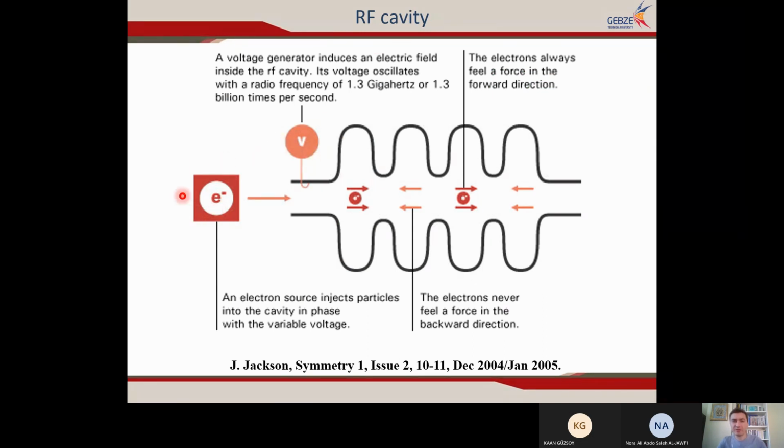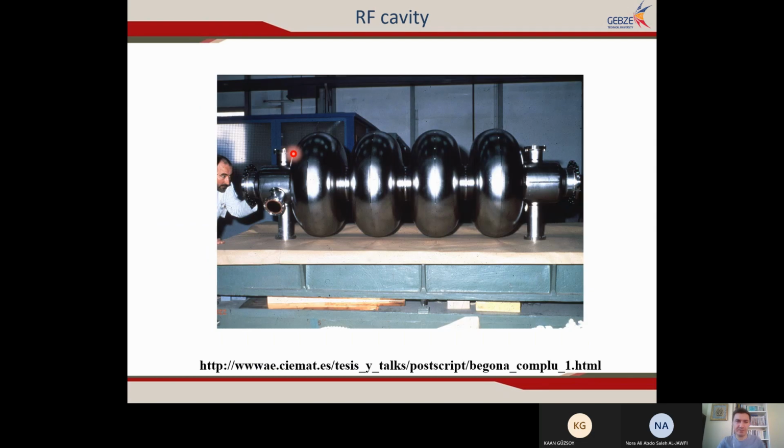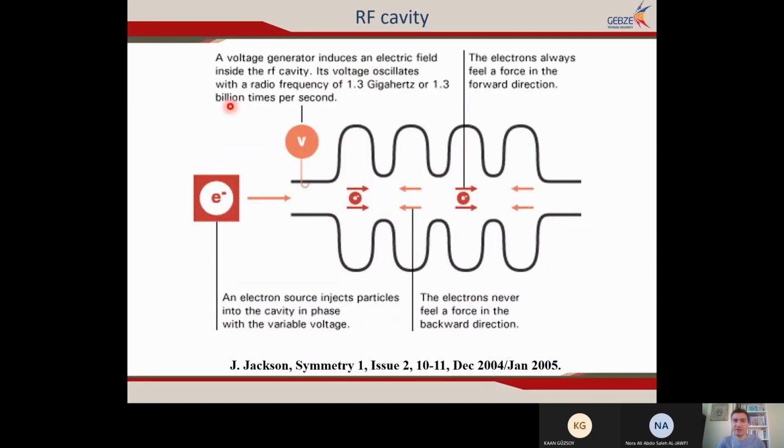Let's say we have an electron here, and then this is the LINAC. Actually, it looks like this. This is the first part of the RF cavity, second part, third part, fourth part. And we apply a voltage that oscillates with a radio frequency of 1.3 gigahertz for this example, or 1.3 billion times per second. So you change the polarity here by using the RF source. The electron enters here, and within the RF cavity, we have a force acting on the electron to move it forward. We have an electric field here.